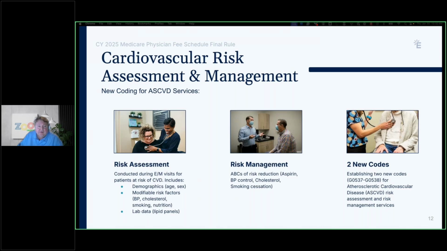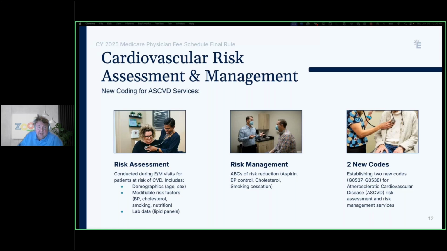So these are two new codes, G0537 and G0538. So 537 covers the standard cardiovascular risk assessment. This should last 5 to 15 minutes and is billable just once per year. So this code supports early detection by looking at things you would expect: cholesterol, blood pressure, lifestyle factors, which helps guide measures and the targeted therapies that you give the patient.